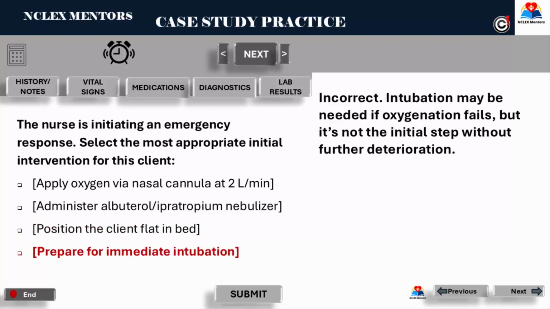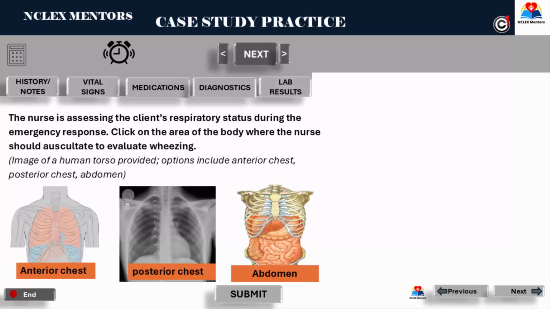Prepare for immediate intubation. Incorrect. Intubation is a last resort when other measures fail. First, try less invasive interventions like oxygen therapy and bronchodilators. In respiratory distress cases like this, always start by addressing the airway and oxygenation first. That's the priority.